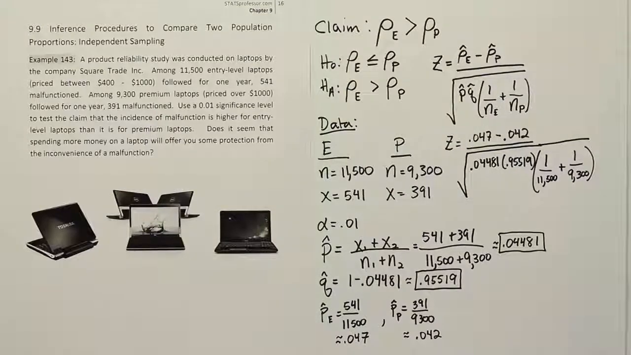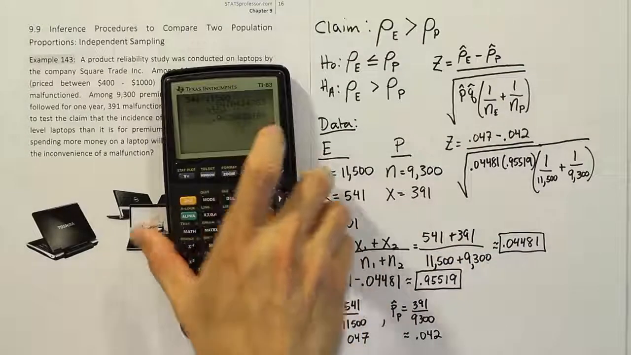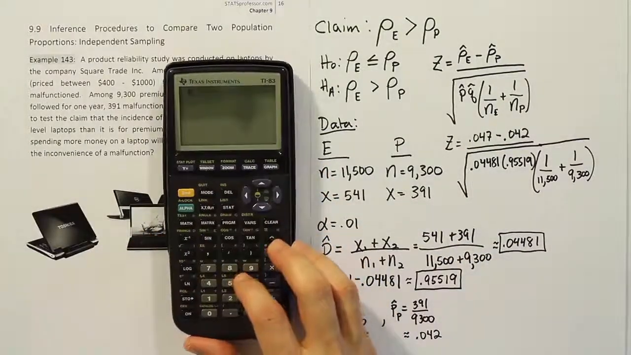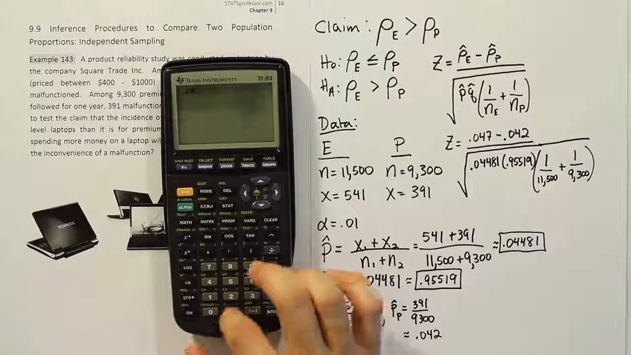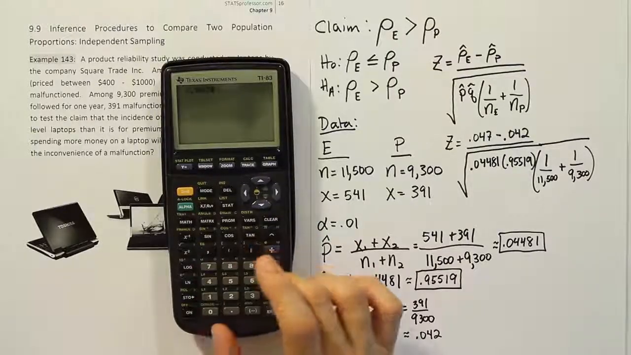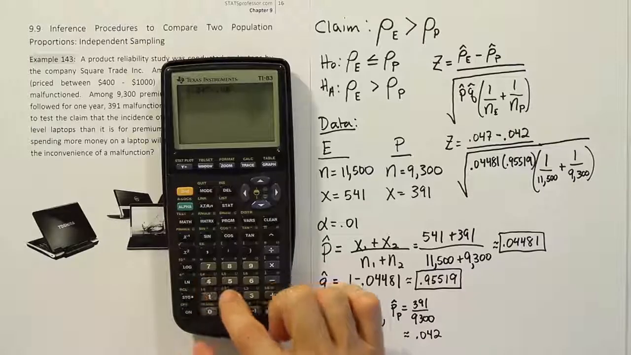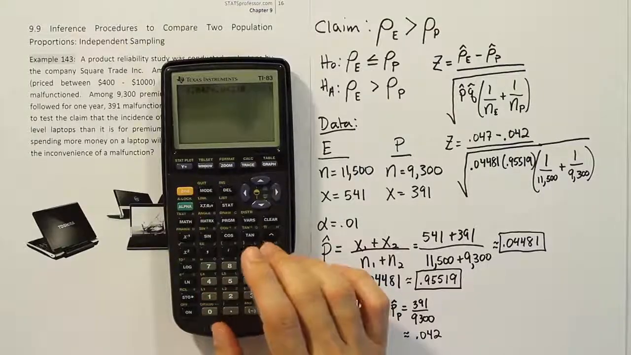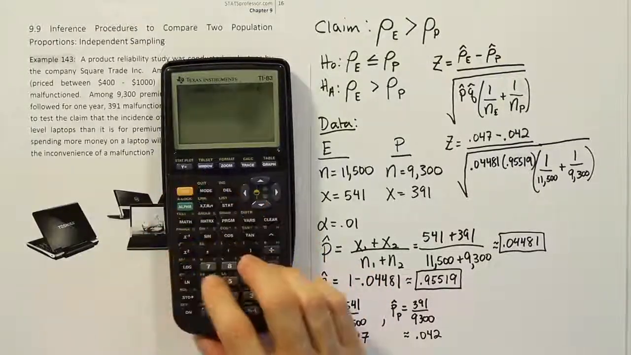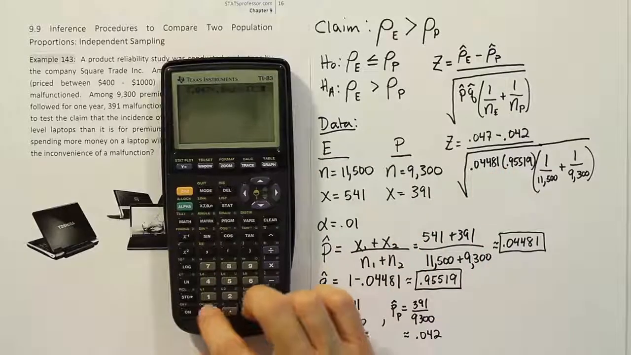So it's quite long and a little bit ugly to write out, but let's go ahead and finish it up then. So we'll have the top part, 0.047 minus 0.042. Close that up, then divide by the square root of 0.04.